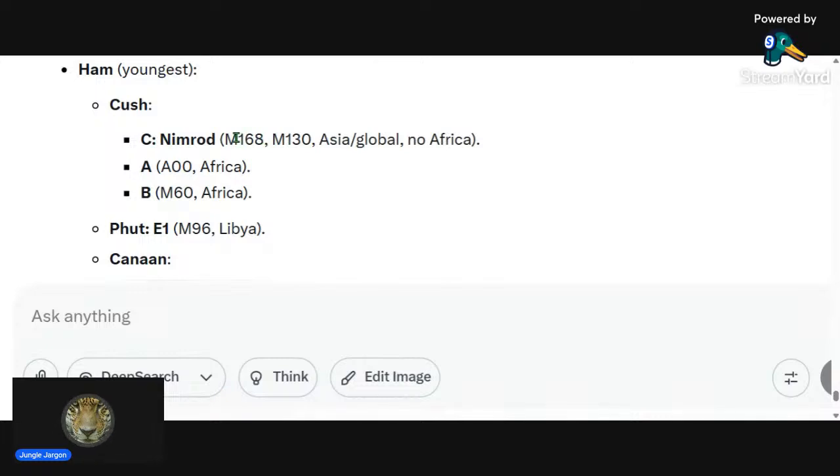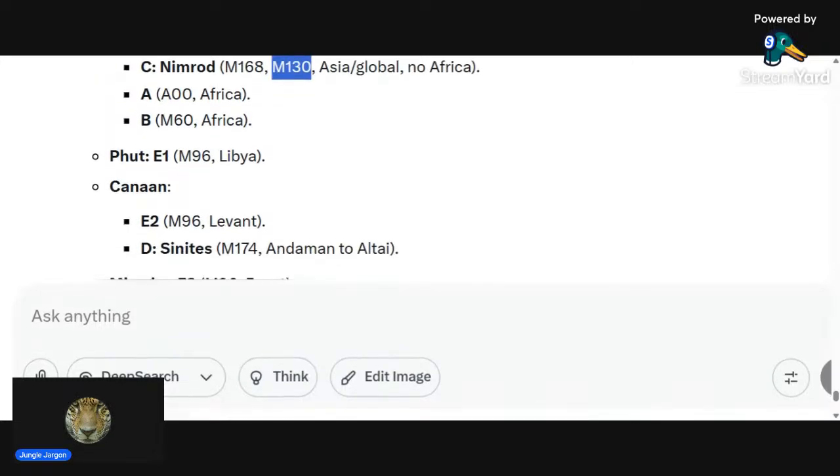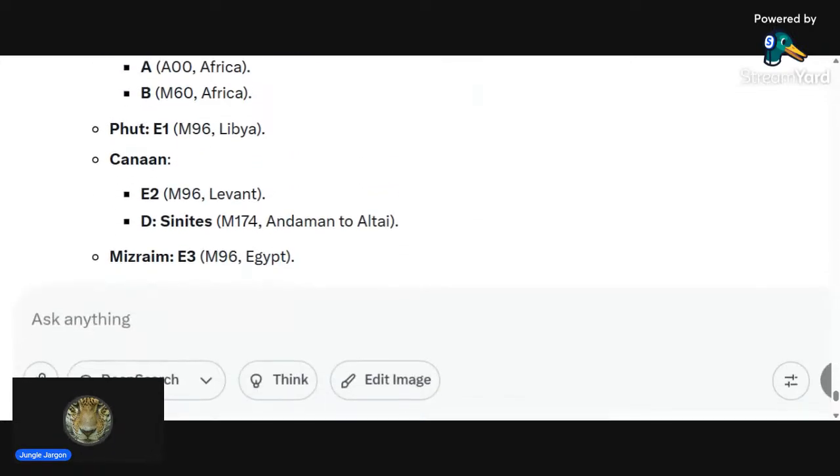Nimrod is 168. This, I think, is the universal one, and then M130. It's Asia and throughout the globe, with the exception of Africa. A is in Africa, B is in Africa. So that's all Kush. It's A, B, and Nimrod, with A and B in Africa, Nimrod in Asia. Not in Africa because his descendants never really went there until maybe North Africa much later.